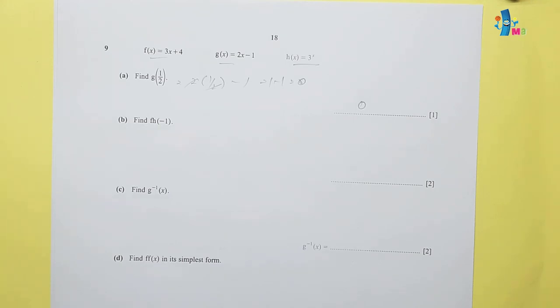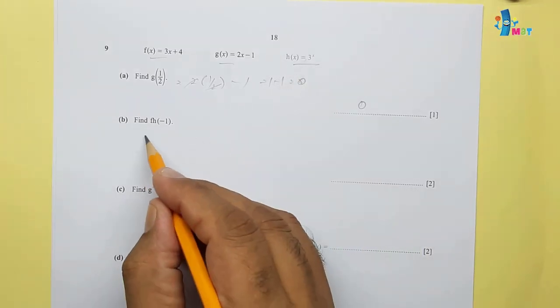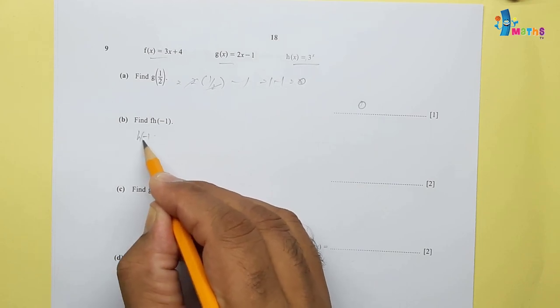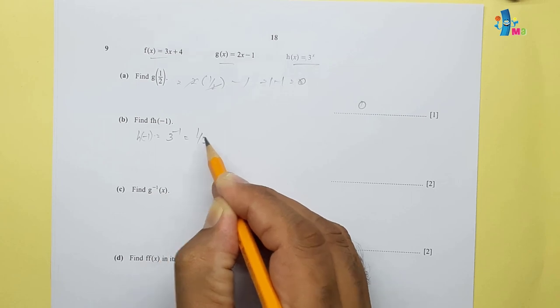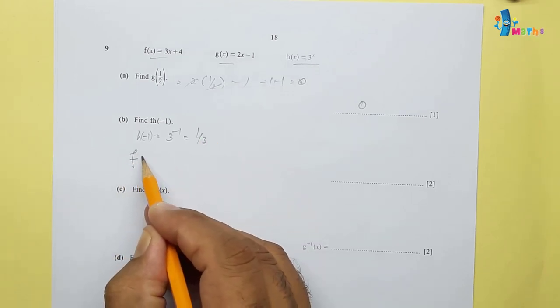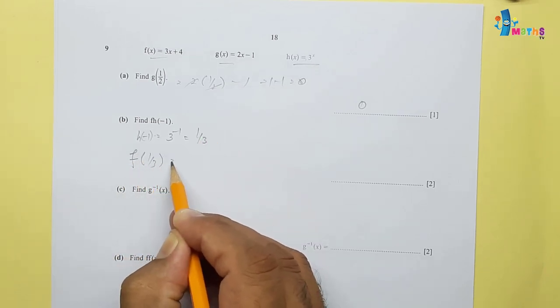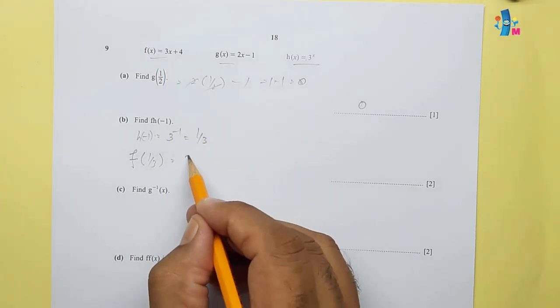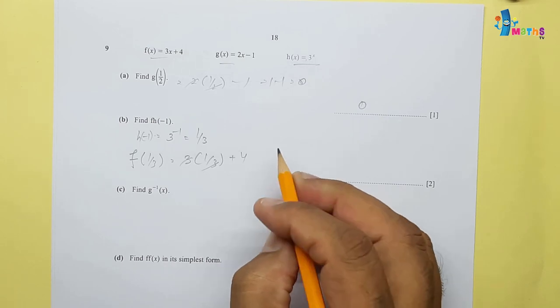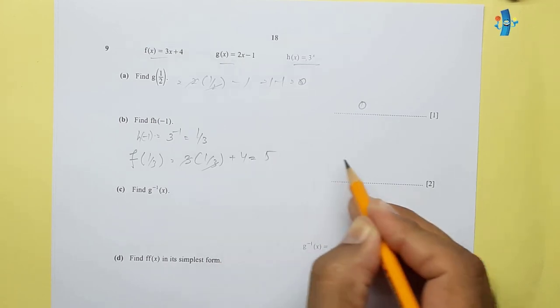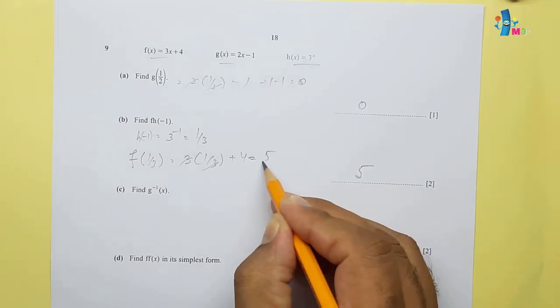Then we have to find f of h of minus 1. First we will find h of minus 1. h of minus 1 will be equal to 3 raised to minus 1, which is equal to 1 by 3. Now f of 1 by 3 will be equal to what? We'll replace: 3 into 1 by 3 plus 4. This is gone, so this will be equal to 5. So we'll write the answer as 5.